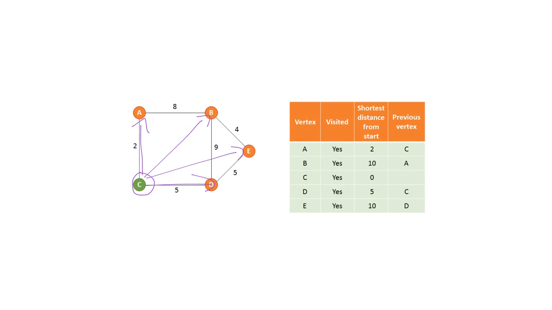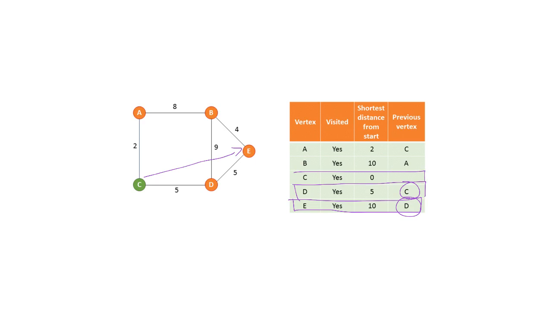So let's assume that we were going to try and find the shortest path between C and E. What we do is we look at vertex E in our array, and we can see that its previous vertex was D. So we can then go to D, and we can see its previous vertex was C. So we found the shortest path between C and E. It's C, D, E.